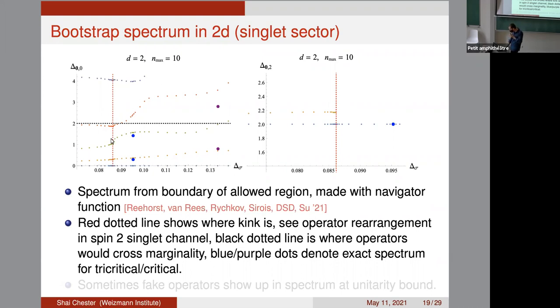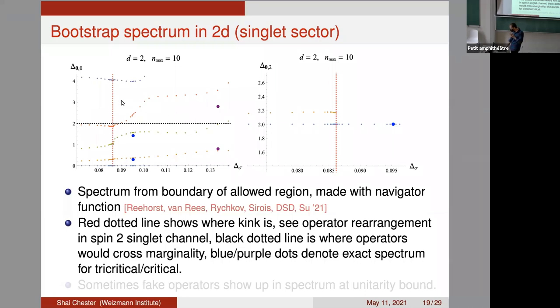This red line is just to guide your eye and to show you where the kink would be in the upper bound plot for the tricritical Potts model. It's slightly different from the previous plot because that was nmax 14. This black line is just to tell you where marginality is, at the value d equals 2, because we're in two dimensions.